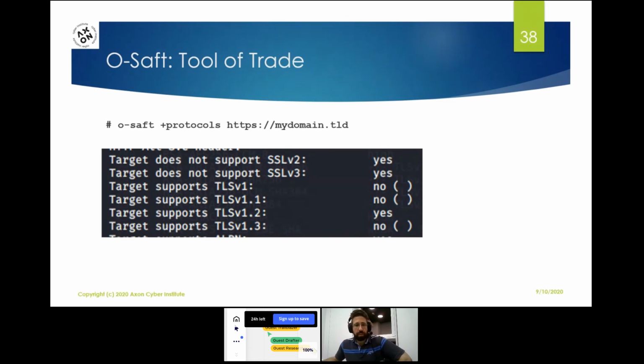Here, for example, I'm running it against a certain website and it's telling me the target does not support SSL version 2, and it does not support version 3, which is good. Does it support TLS version 1? No. TLS 1.1? No. TLS 1.2? Yes. So it only accepts 1.2 in this example, and 1.3 is not supported.